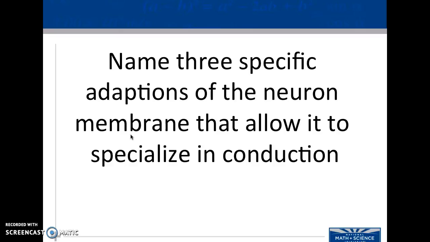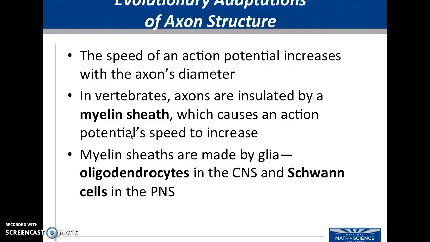There's a little bit of evolution review. This kind of answers evolutionary adaptations of the axon structure. As my neurons get bigger, the speed of my message gets faster, so that means that larger organisms potentially have faster impulses. In vertebrates, we have a myelin sheath, which increases the speed of the action potential as well. Myelin sheaths are made by glia in the central nervous system and by Schwann cells as well.